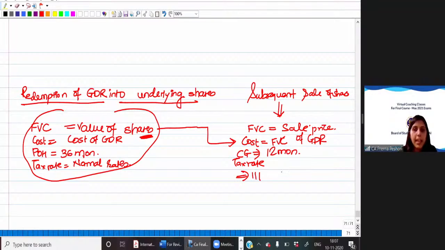And the tax rate would be under 111A for listed shares, 15%, or it would be under 112A for listed shares, long-term capital gain. Short-term 15%, long-term 10%. Clear? Is it clear? Any doubts do you have with respect to this? Any doubts?